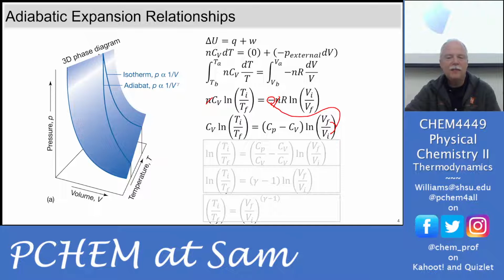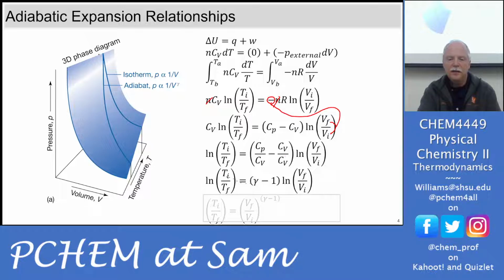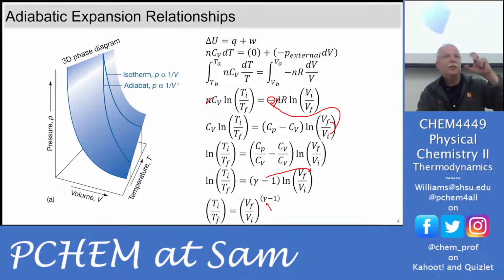Now, I can divide both sides by CV. Dividing both sides by CV, I end up with a CV under the CP, and I have a CV under the CV. So that's gamma minus 1 there. If I make that an exponent over here, then the natural logs can cancel. I just move this over to the exponent here. And that's where that relationship to temperature comes from. So if I know the final and initial volumes, and I know the type of gas, I can calculate gamma, then I can tell what kind of temperature difference I'm going to get. So that's a really good relationship.